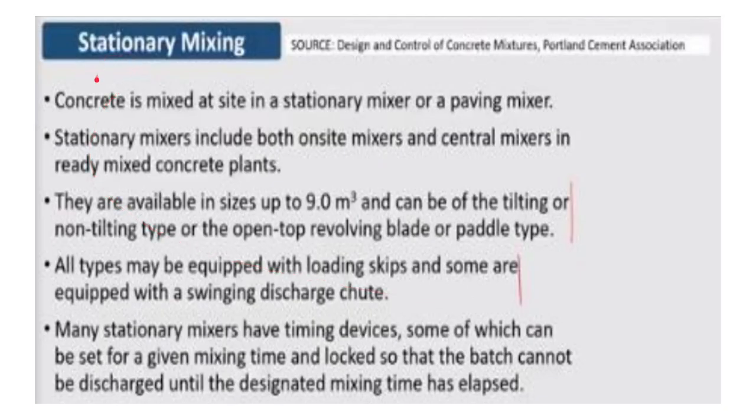In the case of stationary mixing, the concrete is mixed at site in a stationary mixer or a paving mixer. Stationary mixers include both on-site mixers and central mixers in ready-mixed concrete plants. They are available in sizes up to 9 m³ and can be of the tilting or non-tilting type or the open top revolving blade or paddle type. All types may be equipped with loading skips and some are equipped with a swinging discharge chute. Many stationary mixers have timing devices, some of which can be set for a given mixing time and locked so that the batch cannot be discharged until the designated mixing time has elapsed. So various types of stationary mixers have arrived in the market today.